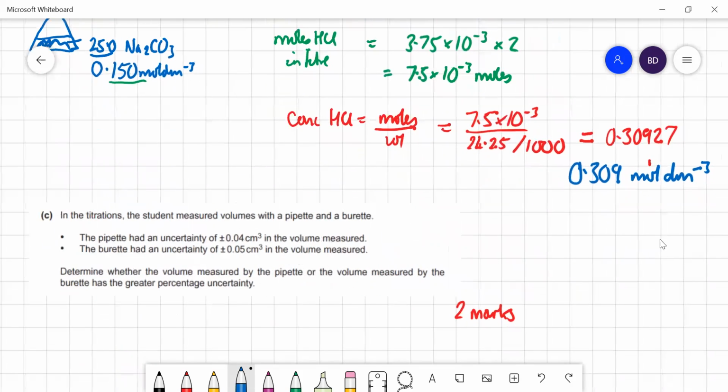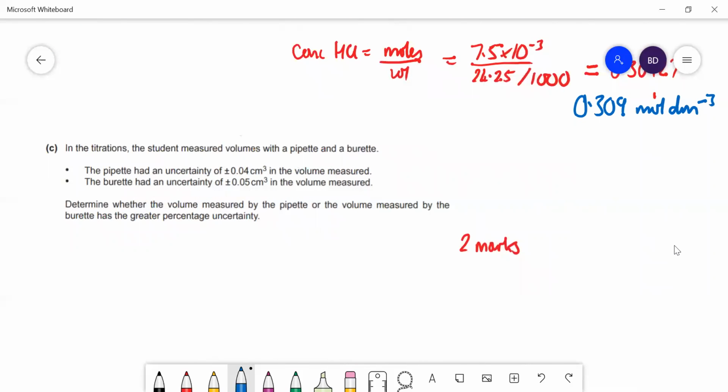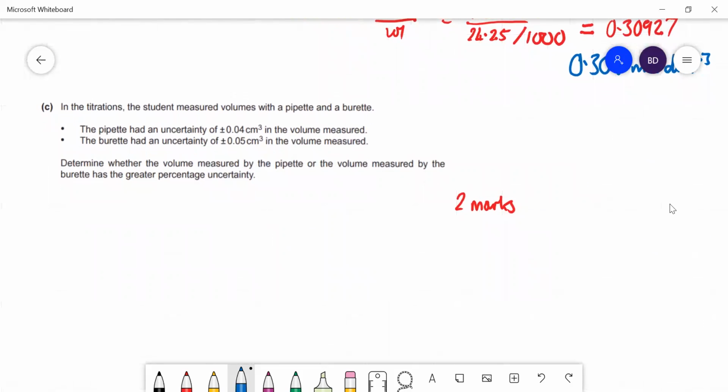In the titrations, the student measured the volumes with the pipette and the burette. The pipette gives you an uncertainty, and the burette gives you an uncertainty. Determine whether the volume measured by the pipette or the burette has the greatest percentage uncertainty. Let's do the pipette first. The percentage uncertainty for the pipette is the uncertainty, 0.04, over the volume you used to measure, 25, multiplied by 100. That's going to give us a very low percentage error, 0.16%.